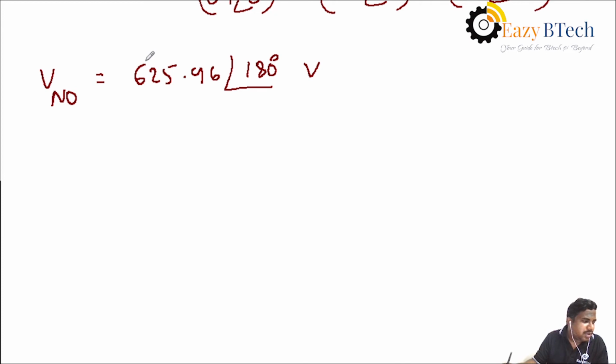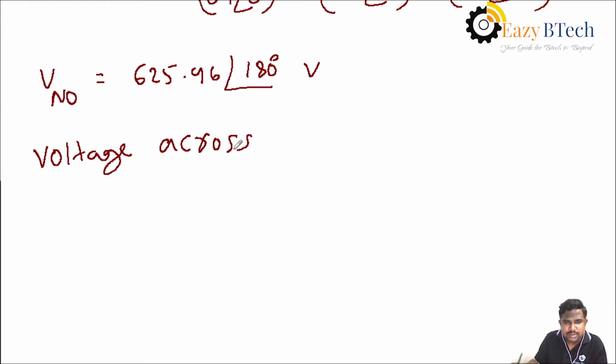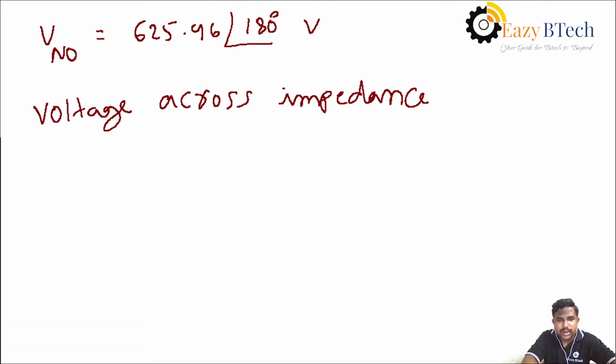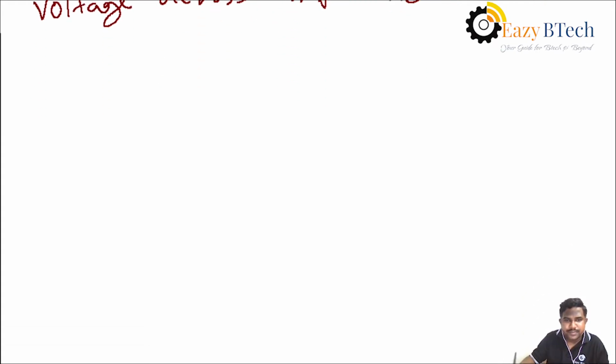Then after that, from Millman's theorem, we find out that voltage. Then we have to find out each voltage, that is, the voltage across the impedance. We have to find out what is the voltage across impedance, nothing but the line voltages, that is VRN, since we have a star connection.